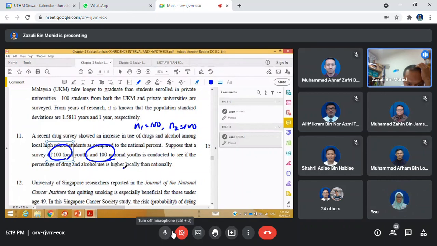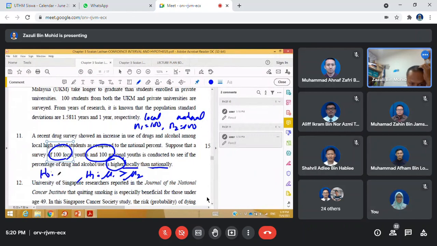Okay. Local and national. If we consider that this is local and this is national, then we have mu1 and mu2. Jadi kalau kat sini dia adalah more than lah jadinya, pasal dia adalah higher local than national. Dia akan jadi macam tu, H1, whereby the H0 is mu1 equals mu2.